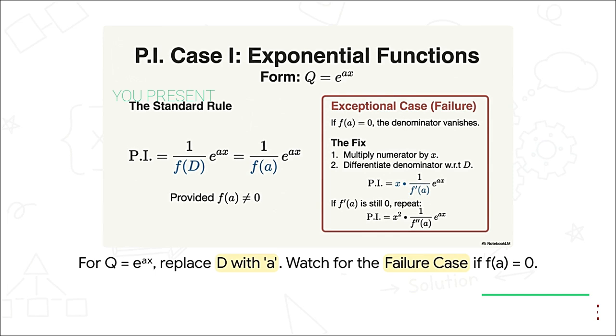But, and this is a big but, what if that makes the denominator 0? That's our failure case. But don't worry, the fix is easy too. You just multiply by x, take the derivative of the bottom part, and try again.